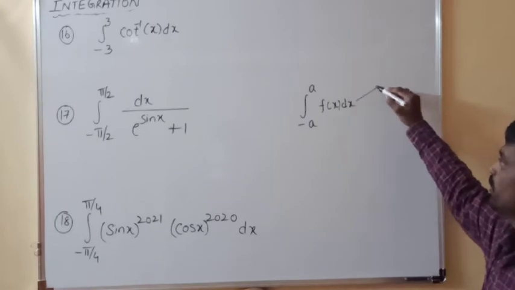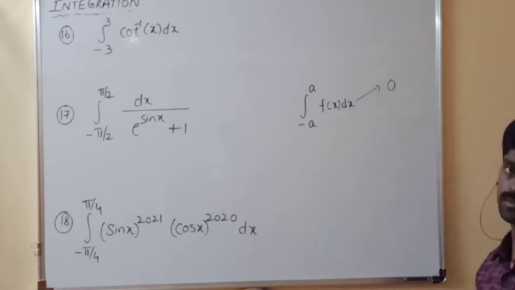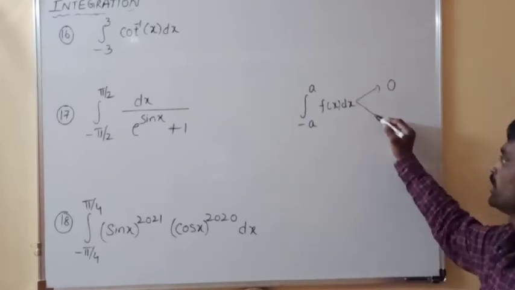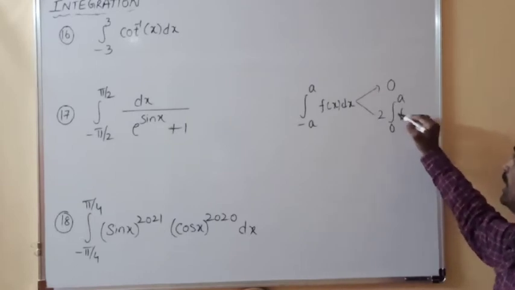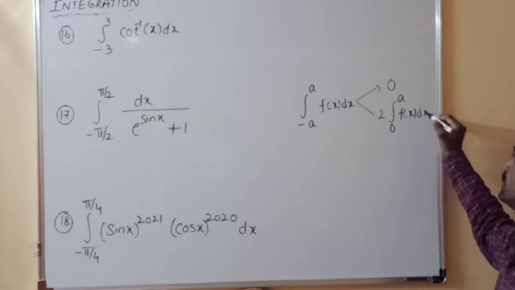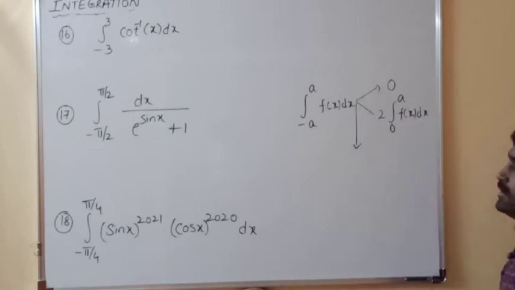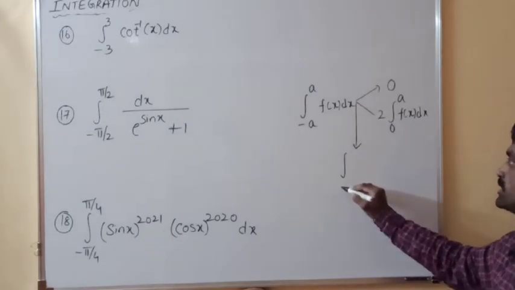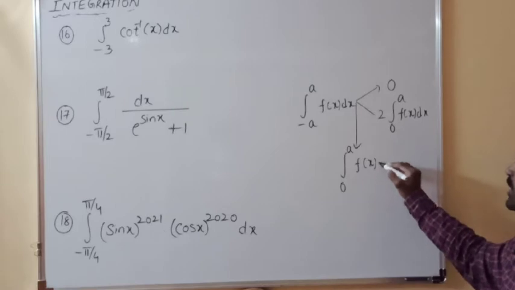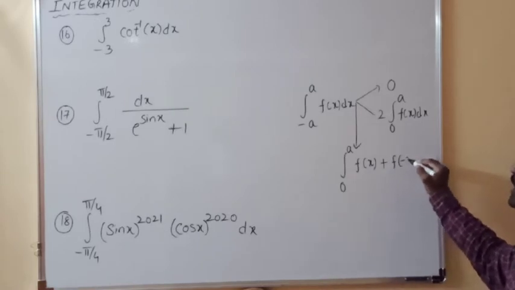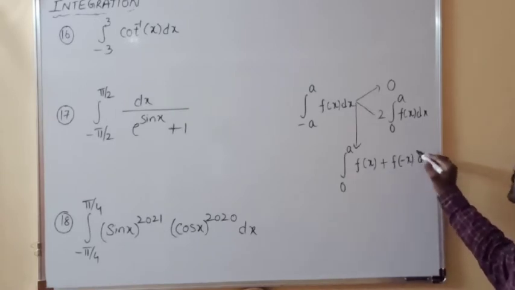So if f of x is an odd function, what is the answer? 0. If f of x is an even function, what is the answer? 2 times the integral from 0 to a of f of x dx. Suppose f of x is neither even nor odd, then better you write this integral as the integral from 0 to a of the given function plus the function of minus x, into dx.